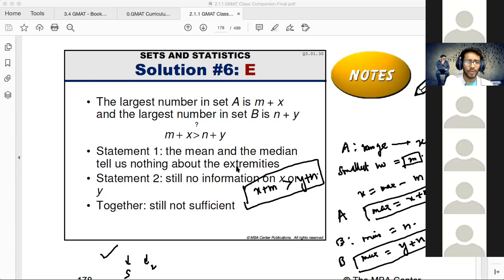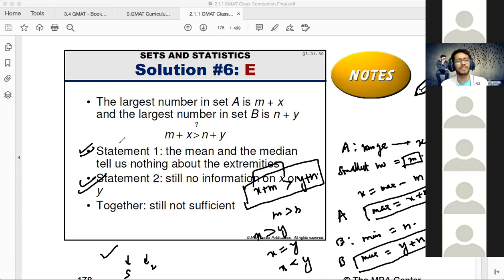And statement 2, I have told you, just by telling m greater than n is not sufficient. What about x and y? Who will tell me about x and y? Whether x is greater than y, equal to y, or less than y, nowhere has it told. Still no information about y. The mean and median tell us nothing about the extremities, so my mean and median don't depend on the extreme values. So this is also gone.